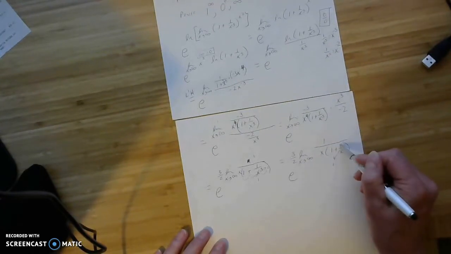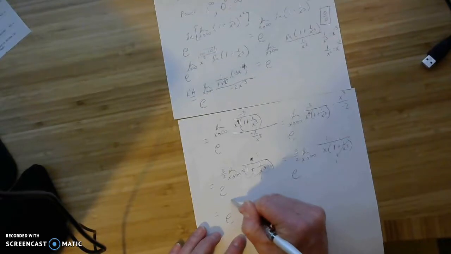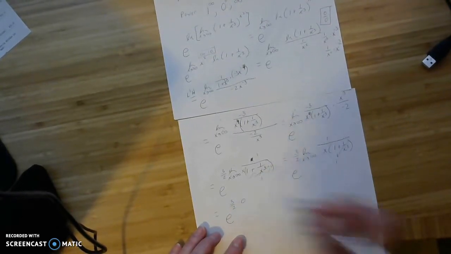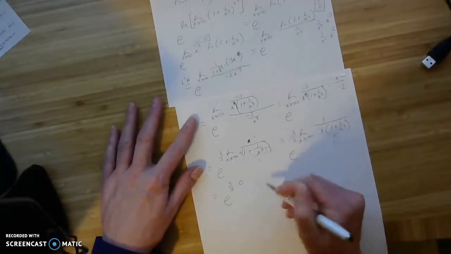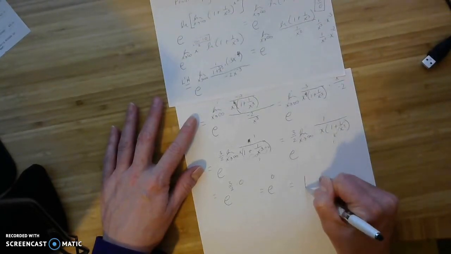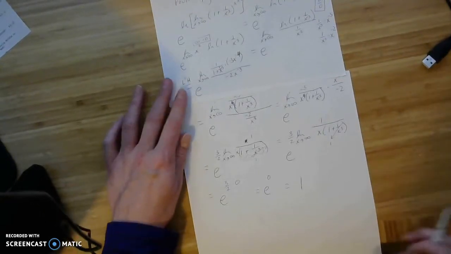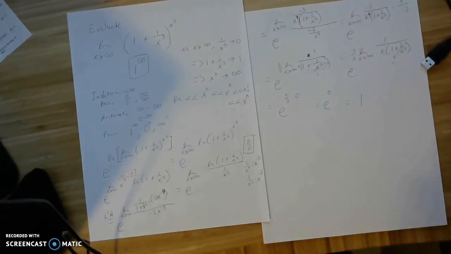I can take the limit of this, which is 0, and so I end up with e to the 3/2 times 0. Well, 3/2 times 0 is 0. And what is e to the 0th power? 1. I know, it's shocking. All this work on 2 pages to get 1? Yeah, all that work to get 1.